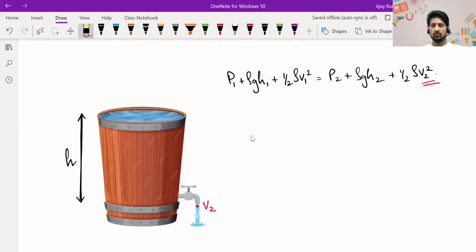Is there anywhere else where you know the pressure for sure? So the top point. Topmost point, correct. Aishwarya, how much is the pressure at the topmost point?